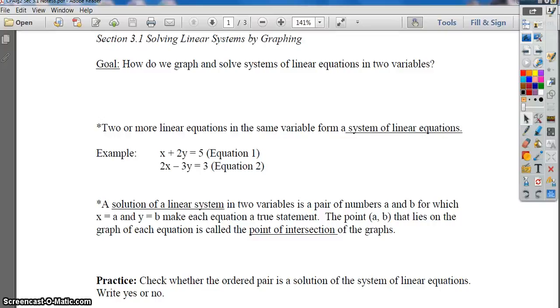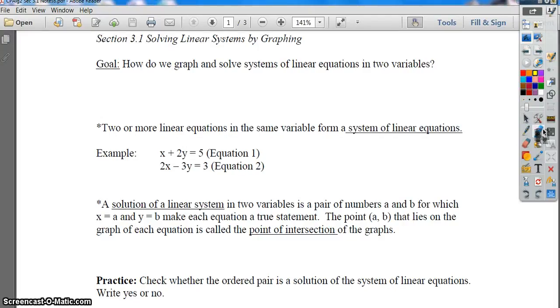So you can see here, two or more linear equations in the same variable form a system of linear equations. So equation 1's on top, equation 2's on bottom. There's multiple ways of solving this. You have substitution, linear combinations, and now we're just going to look at the graphing. Okay, it's their points of intersection.